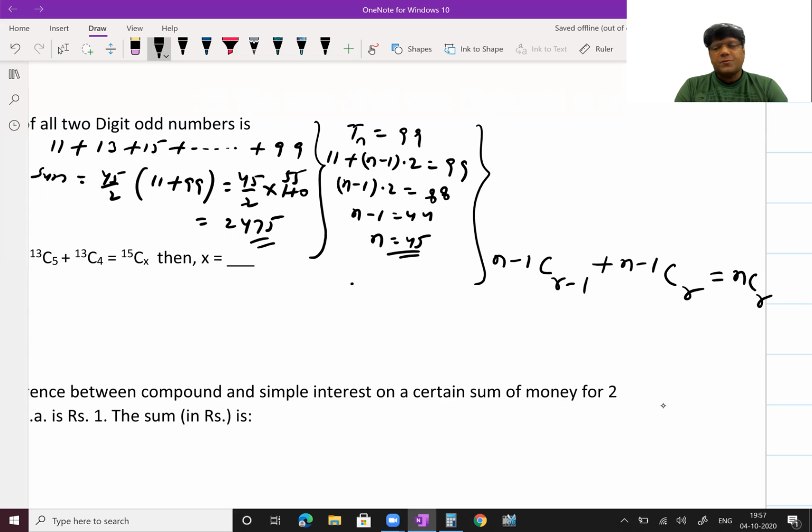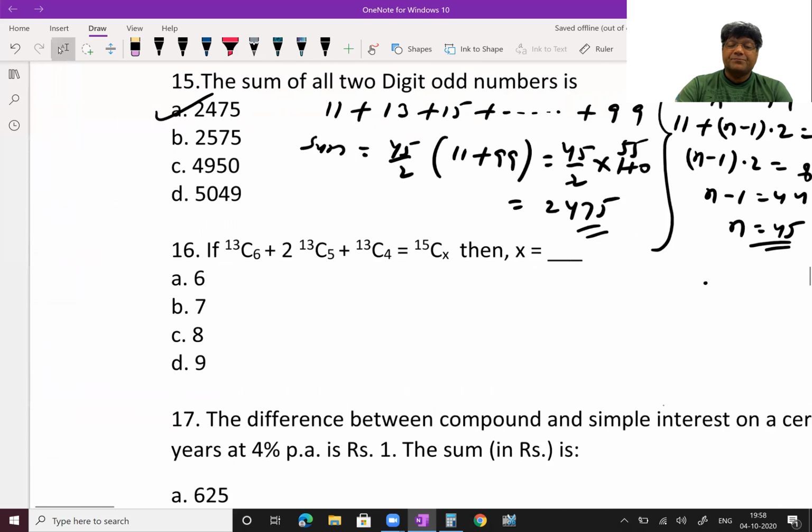What is the meaning of this formula? If the upper part is the same, and the lower part has only one difference, then such two terms you can add and convert into one. Whatever the upper part is, it will be increased by 1, because n minus 1 plus 1 is n, and the lower part will be the greater of the two. Now, see how I can adjust this here.